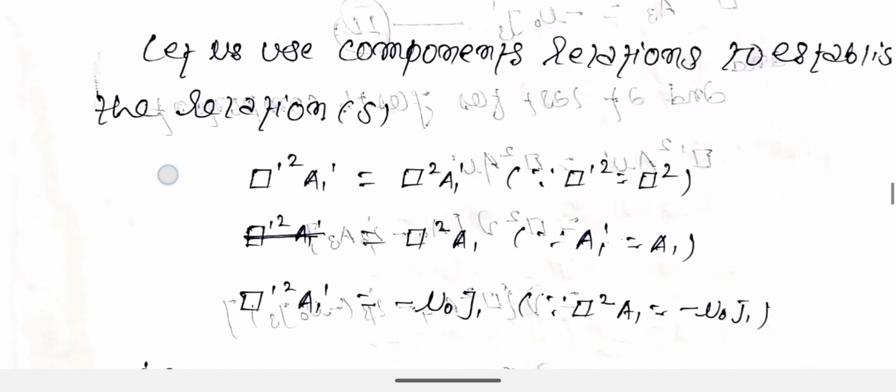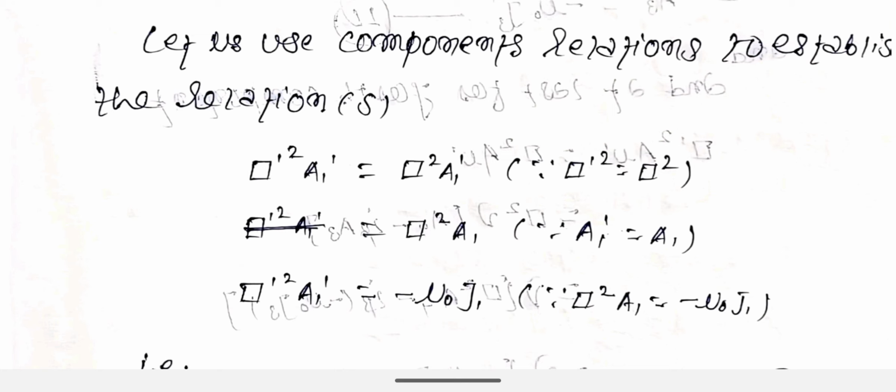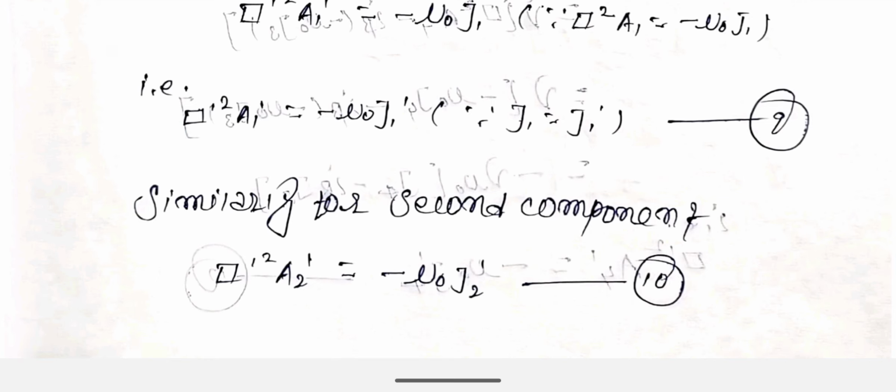Let us use the component relations to establish the relation. Box dash squared A1 dash results in box A1 dash. Therefore, box dash squared is equal to box squared. Box squared A1 dash is equal to A1. Box squared A1 dash is equal to minus mu naught J1. Box squared A1 is equal to minus mu naught J1. Box dash squared A1 dash is equal to minus mu naught J1 dash. This is equation 9, friends.